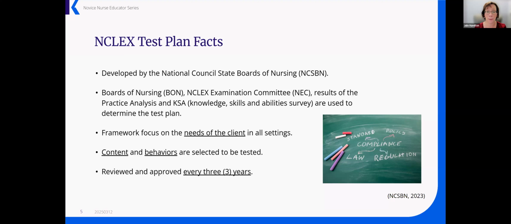And that's the focus. It determines the content and behaviors that are expected for students to know based on their knowledge base, and the behaviors, the actions that students actually have and the ability to put forth into their nursing practice. It's reviewed and approved every 3 years. So the last year that there were revisions was 2023. So the test plan right now is good till 2026.